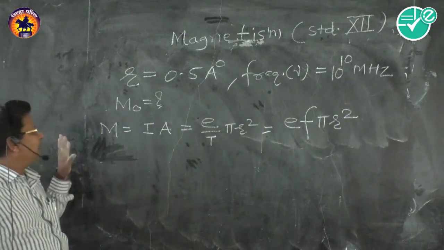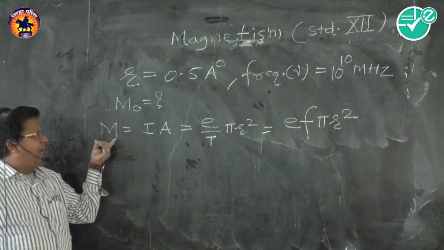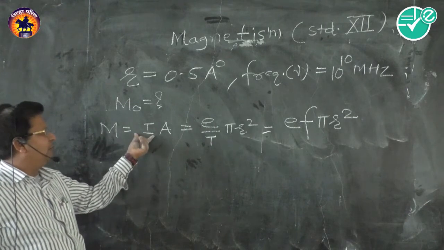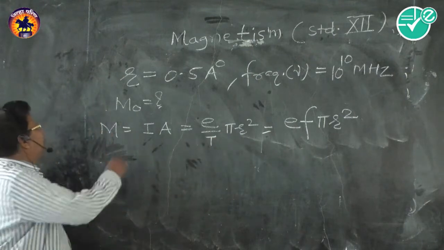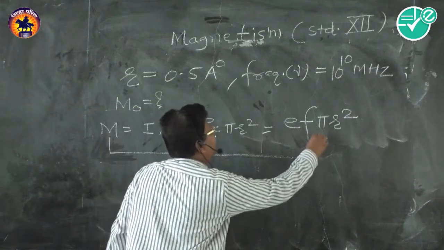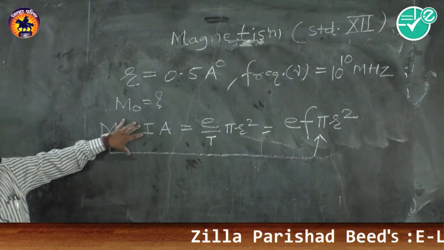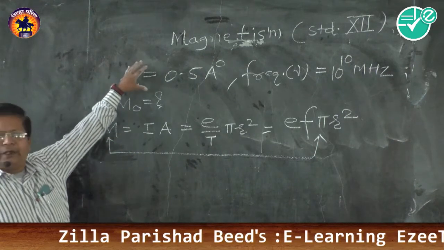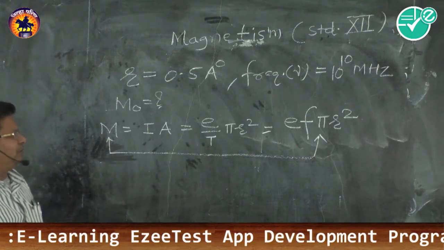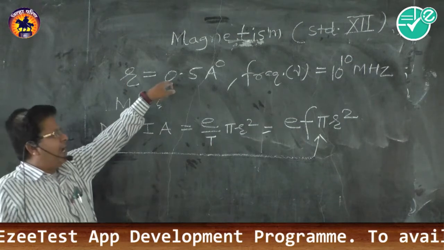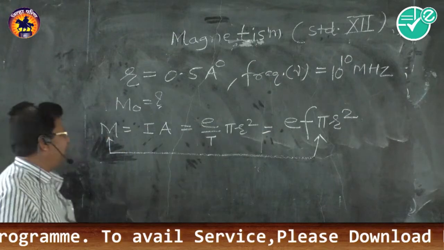So this is another form of the magnetic dipole moment. M is equal to IA, and I is equal to e by T. Again, 1 by T is nothing but the frequency, and we get a new formula: M is equal to e f into pi r square. And by using this formula, we will solve this numerical. In this numerical, we have been provided the frequency, the radius, and we know the value of the charge on the electron, that is the magnitude of charge on the electron.